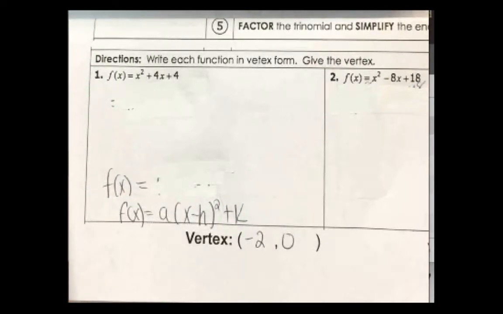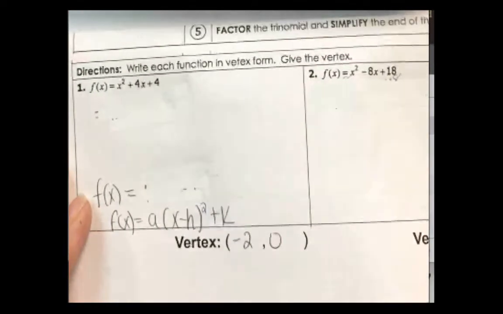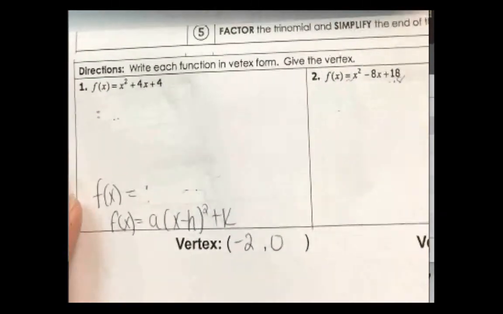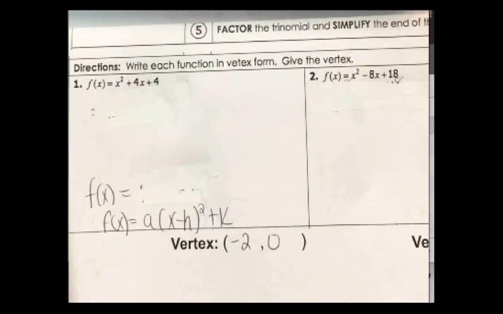So we're going to take a look at how we can take a quadratic function that is in standard form and put it into vertex form. And in the warm-up in class, we went the opposite direction. So we took something that was in vertex form, and using FOIL, we expanded it out and put it into standard form. So we're going to go the reverse.